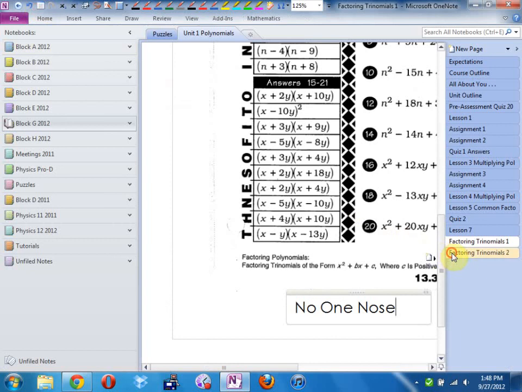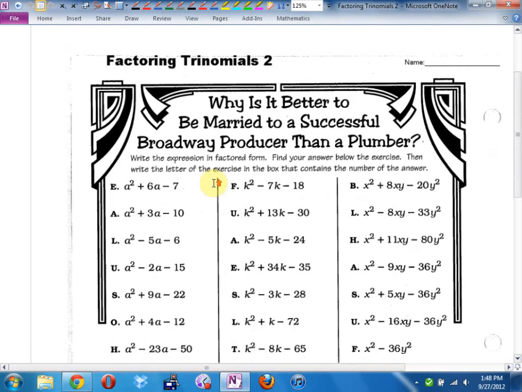The second one. Why is it better to be married to a successful Broadway producer than a plumber? I'm dying to know. Sorry, what?